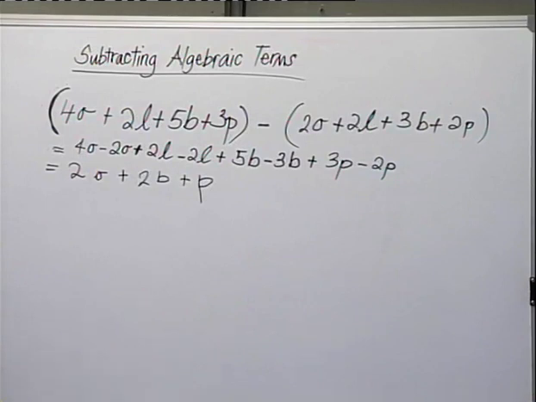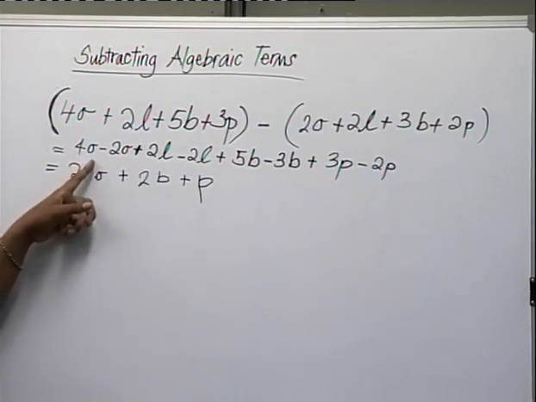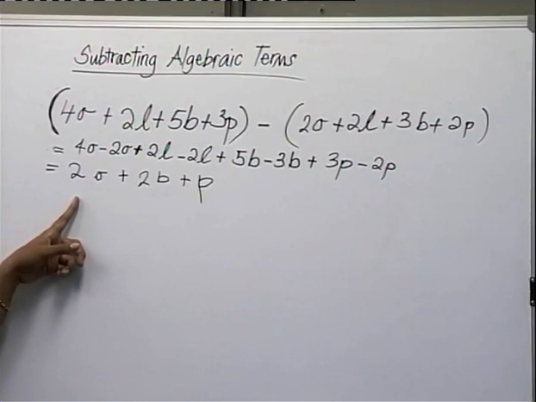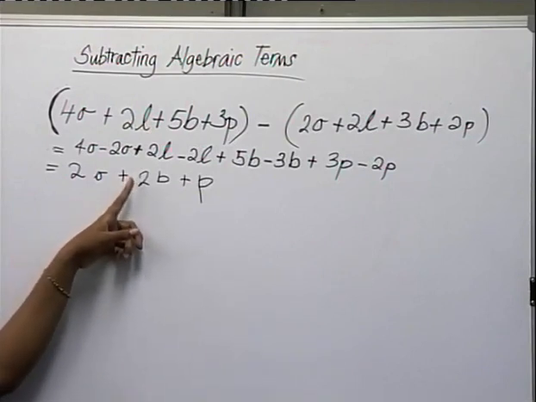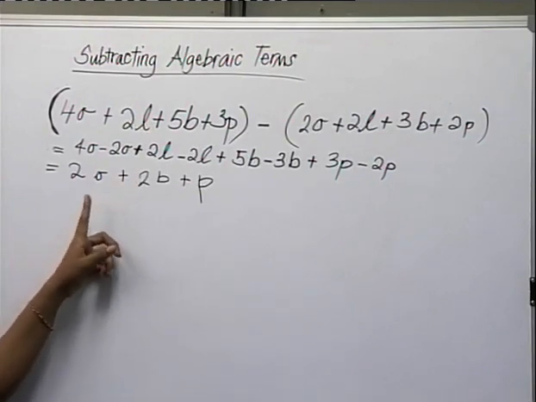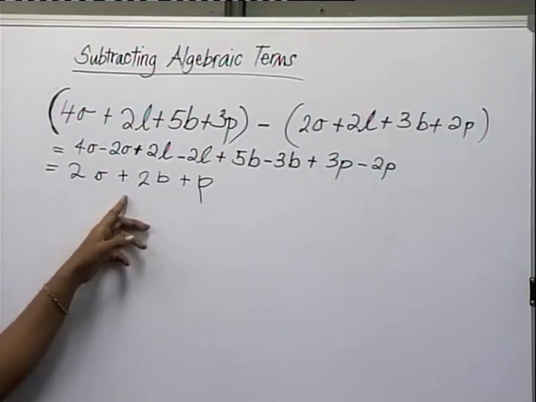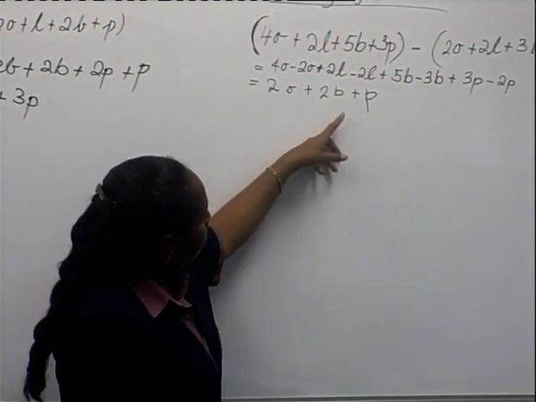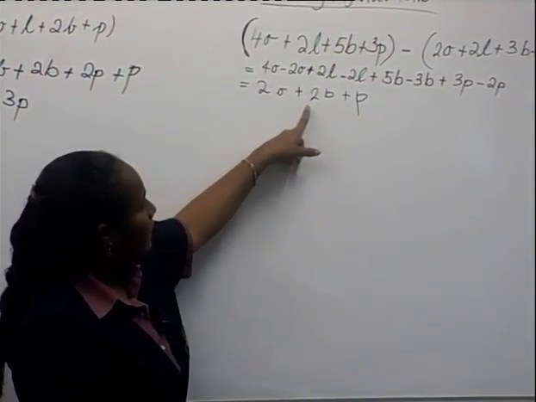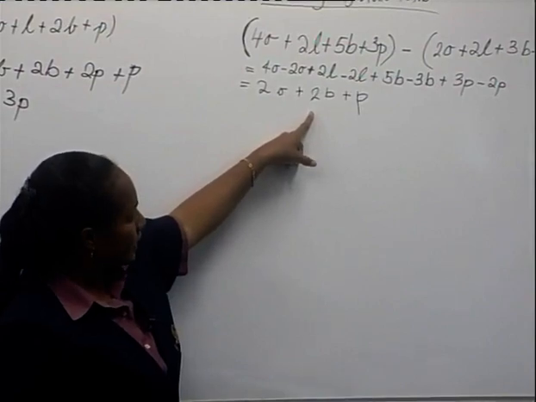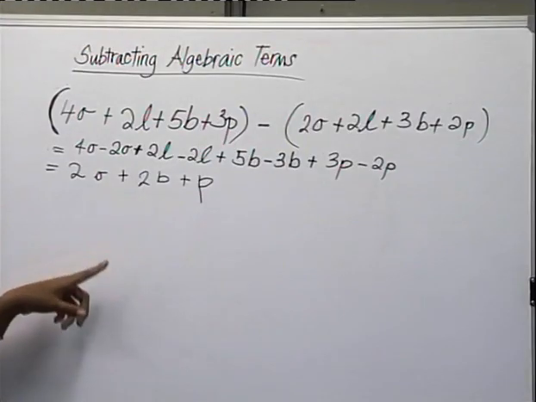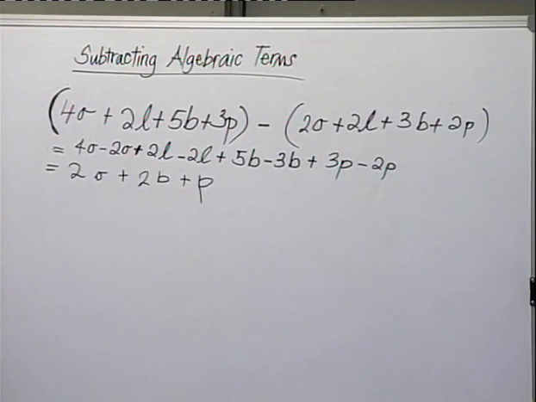Right, let's check our friend's answer. 4 oranges minus 2 oranges, 2 oranges, good. 2 lemons minus 2 lemons is 0, no lemon left. And 5 bananas minus 3 bananas will give us 2 bananas. And 3 peanuts minus 2 peanuts will give us 1 peanut. Any questions? Do you agree?